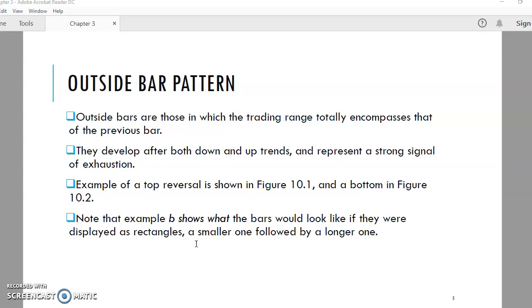Outside bar patterns are those in which the trading range totally encompasses that of the previous bar. They develop after both down and up trends and represent a strong signal of exhaustion. Okay, as I mentioned, it should appear either at a top or bottom. Later in the next slide, I will show you how it looks.